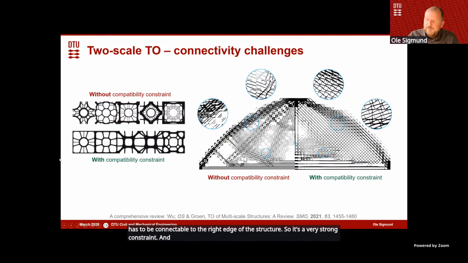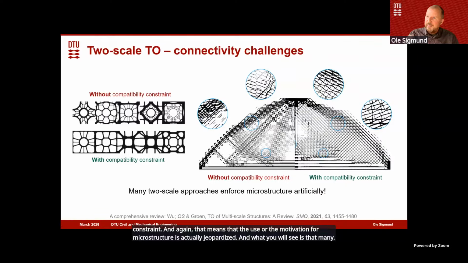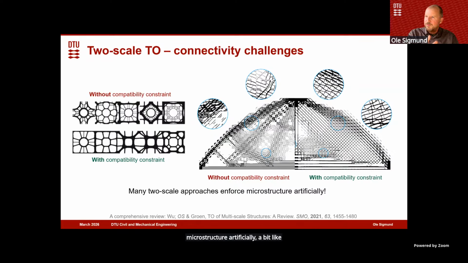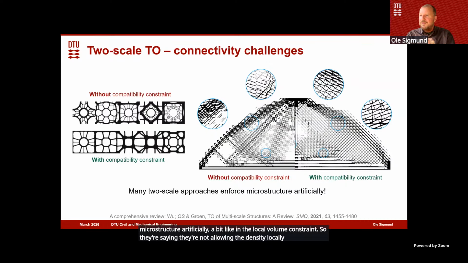And again, that means that the motivation for microstructure is actually jeopardized. And what you will see is that many papers that do these multiscale approaches actually enforce microstructure artificially, a bit like in the local volume constraint. They are not allowing the density locally to vary freely. They say it can only go between 30 and 70%. If they don't put that constraint on it, the optimizer would go to completely solid and void, and the microstructure would not be needed.